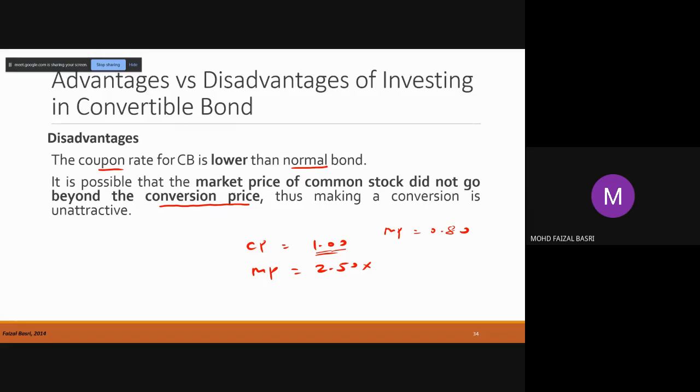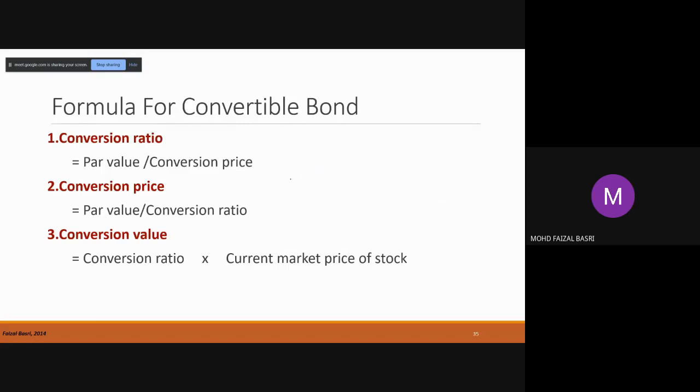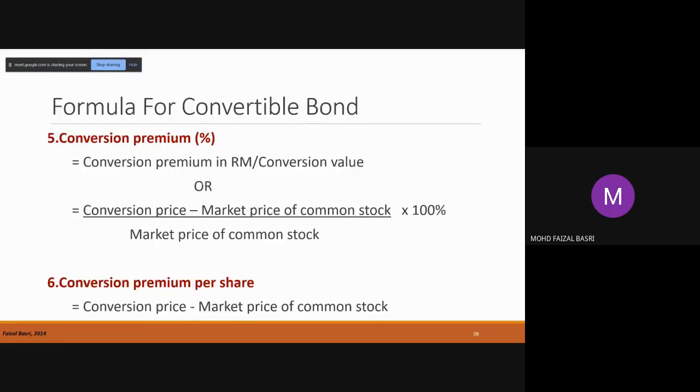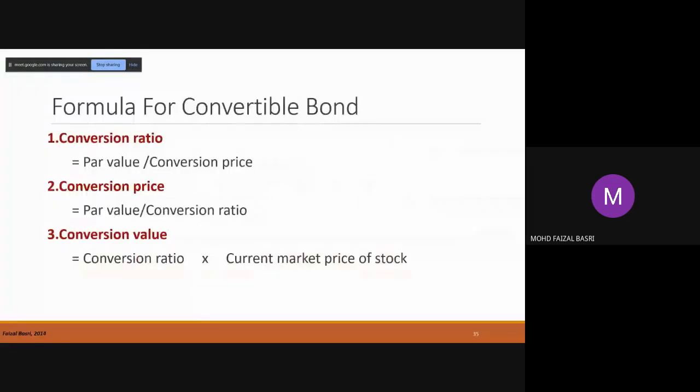Okay, so that's for investor. Now, untuk convertible bond, there are a few things that we have to find, we have to calculate. Right, so these are the formulas. Ada berapa? Ada a few lah. Ada up until 6 actually. Here we go one by one.